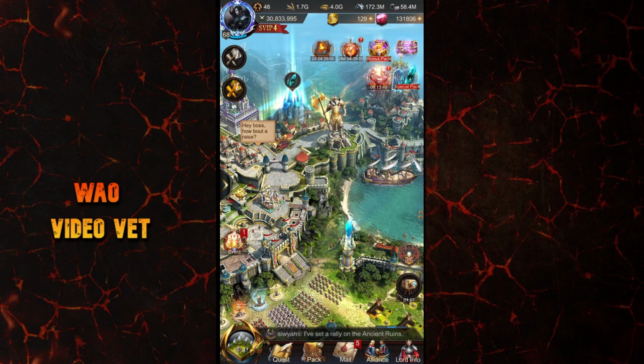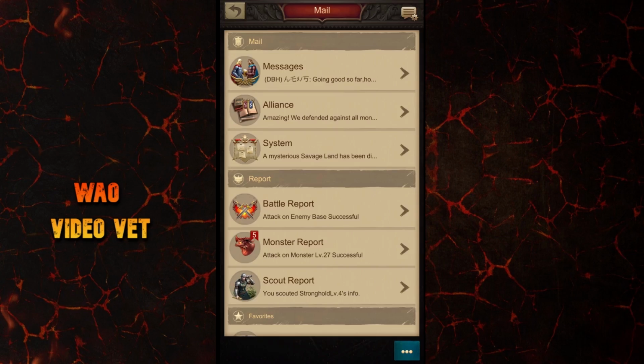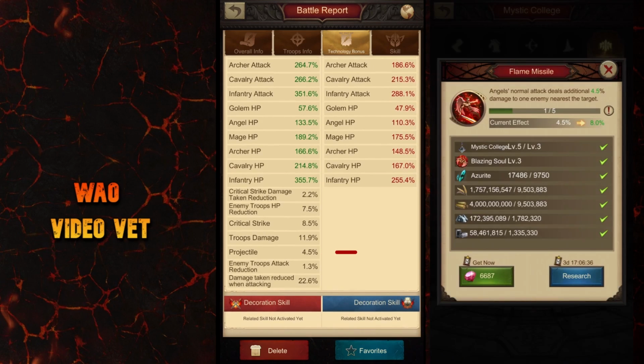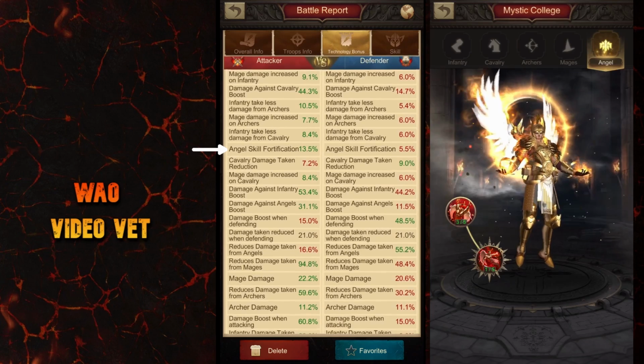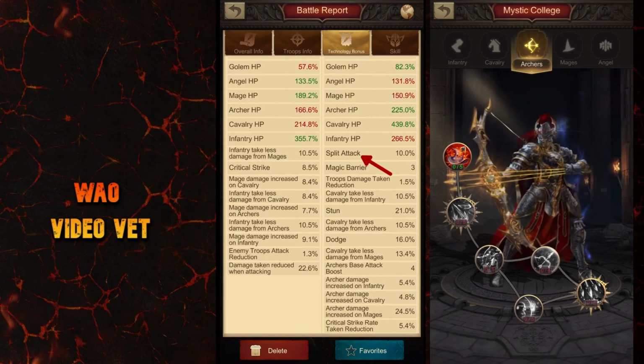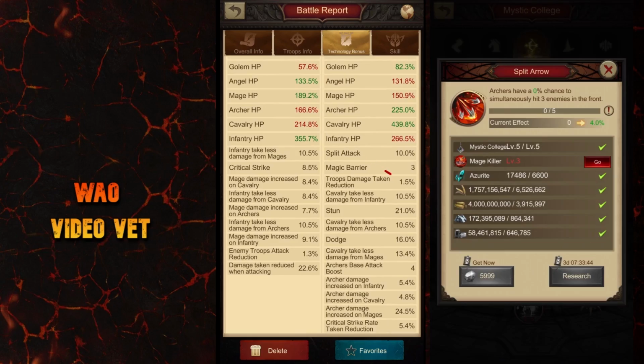Also, in your battle reports, there are some skills from Mystic College which are listed differently. So projectile is actually flame missile, angel skill fortification is blazing soul, and the split attack is actually split arrow from the mystic tree for archers.